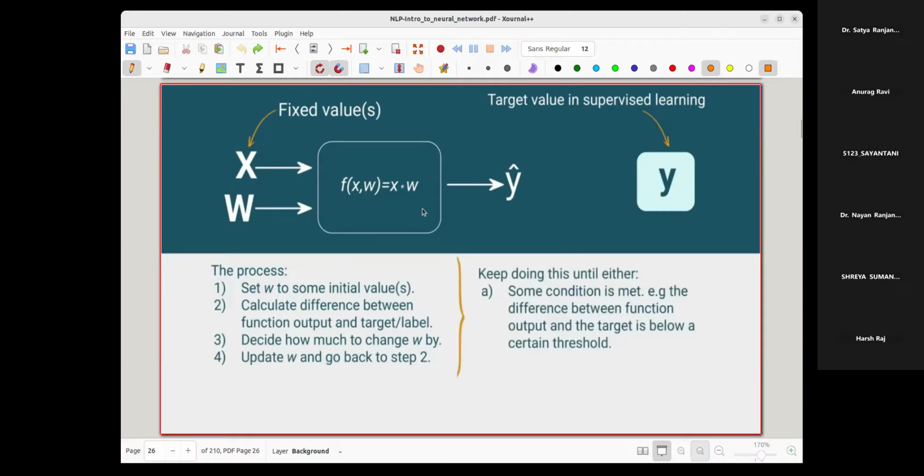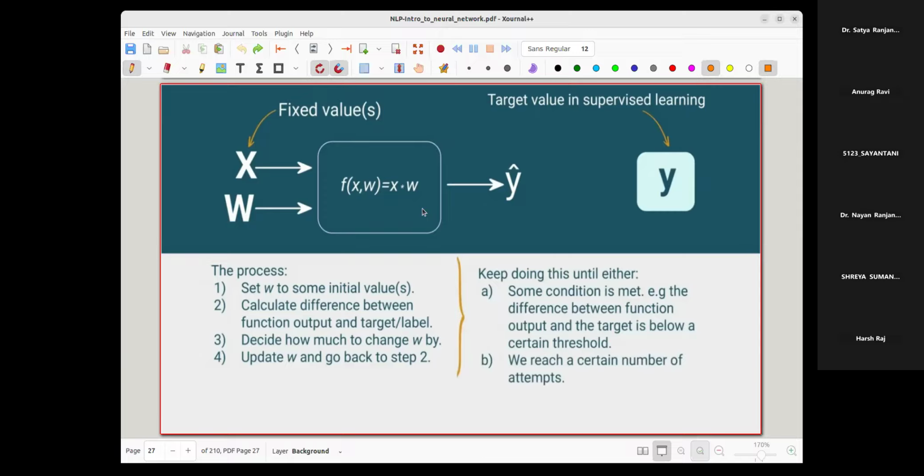So when do we stop? You keep doing this until either one of two conditions is met. One, the difference between the function output and the target is below a certain threshold. Let's say if the difference is below 0.4, then it's okay for me. It may not be 0, so we can stop. Or another stopping criterion is a certain number of attempts, meaning repetitions. Let's say we do only 10 repetitions of this updating.